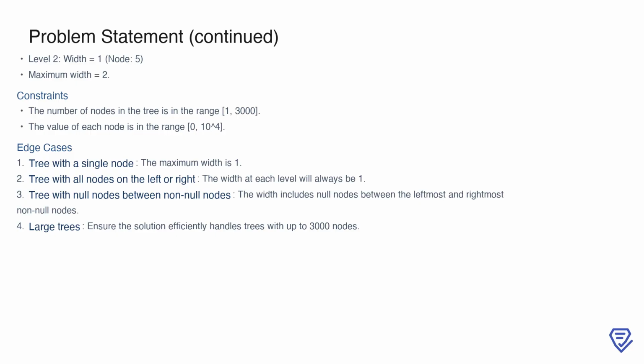Finally, let's consider some constraints and edge cases. The tree can have up to 3,000 nodes, so our solution must handle large inputs efficiently. Node values range between 0 and 10,000. In terms of edge cases, a single node tree will always have a maximum width of 1. For trees where all nodes are skewed to one side, the width at every level will also be 1. Additionally, trees with null nodes between non-null nodes must include those null nodes in the width calculation. Keeping these points in mind will help us design a robust solution to the problem.